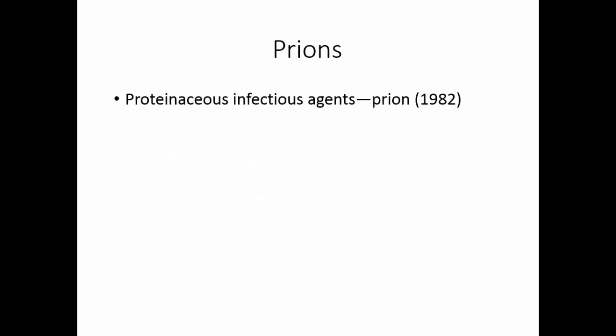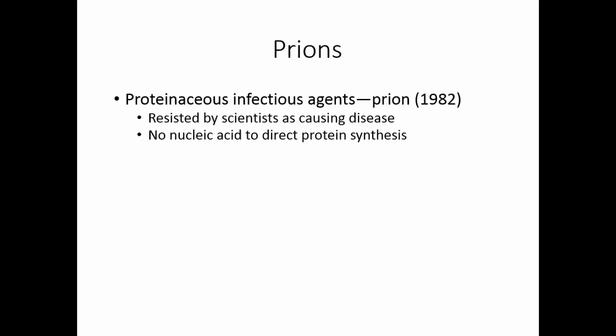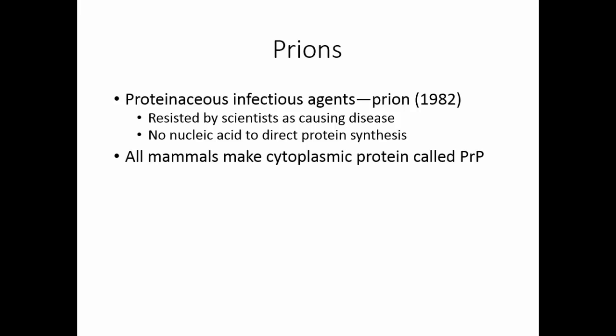Prions are proteinaceous infectious agents. They were first described in 1982. The concept of a prion was resisted by scientists for many years because how could a protein make more protein? We were used to a model where nucleic acids were responsible for protein synthesis. It turns out that all mammals make a cytoplasmic protein called PRP.